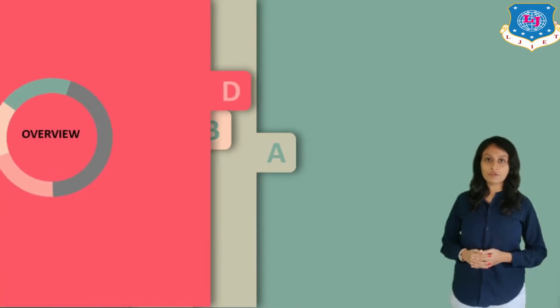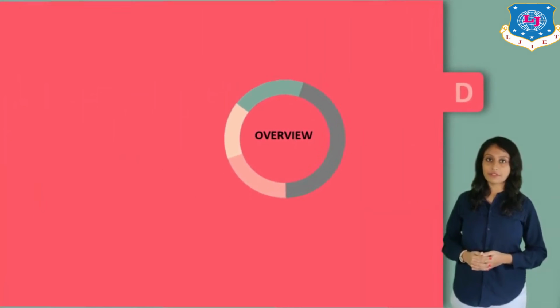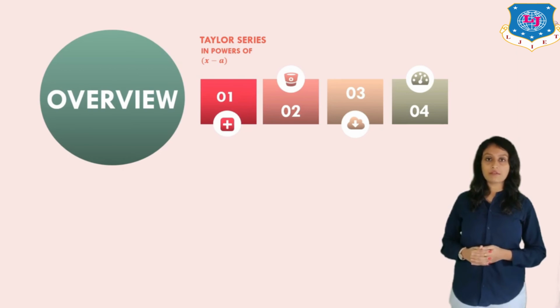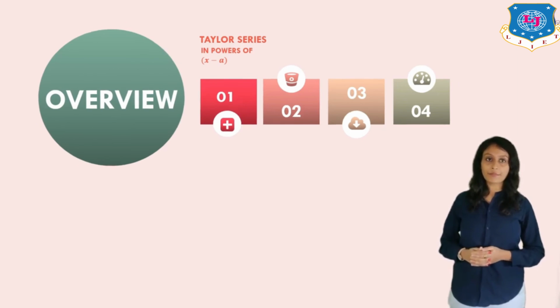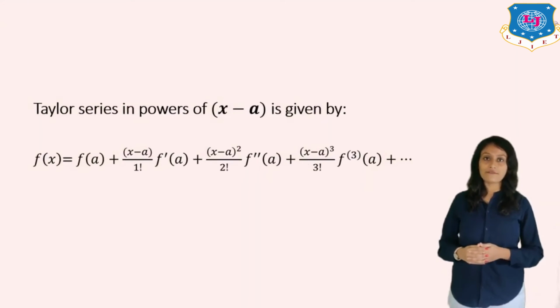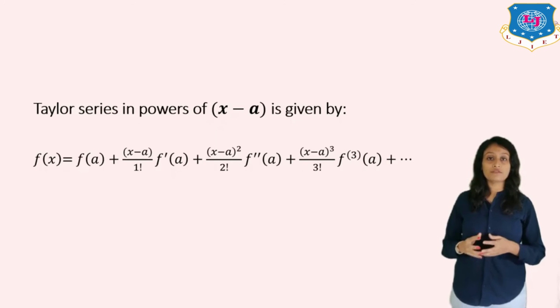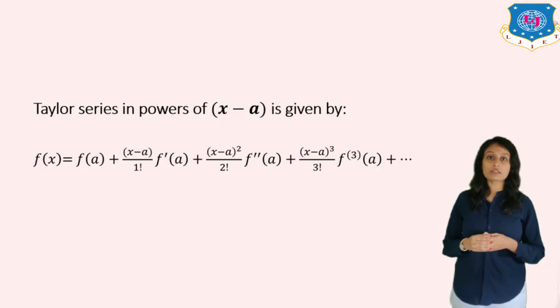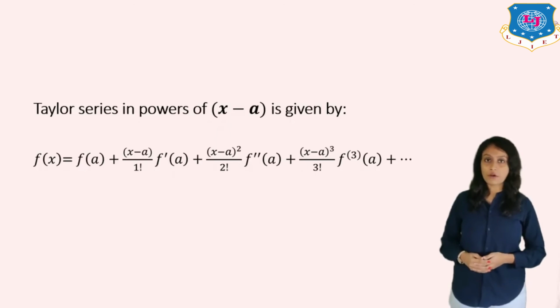So now let's have an overview of what we have studied in this chapter. Firstly, we'll see Taylor series in powers of x minus a. Taylor series in powers of x minus a is given by f of x is equal to f of a plus x minus a upon 1 factorial into f dash a plus x minus a whole square upon 2 factorial f double dash a and so on. Whenever in the question function f of x is given and it is asked to find Taylor series in powers of x minus a, we will use this formula.